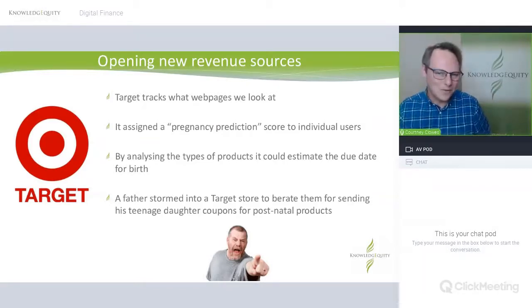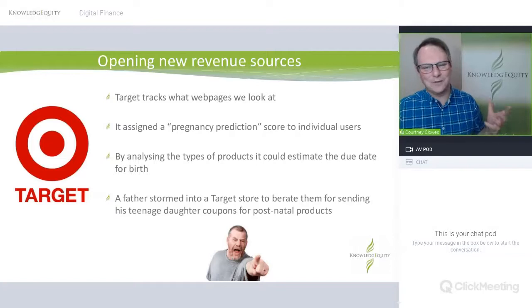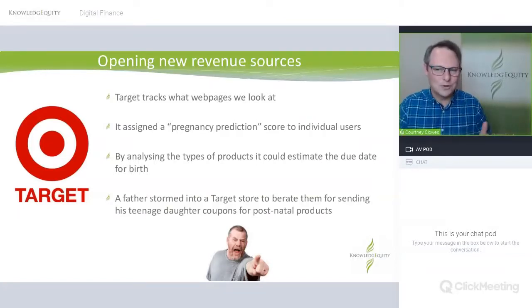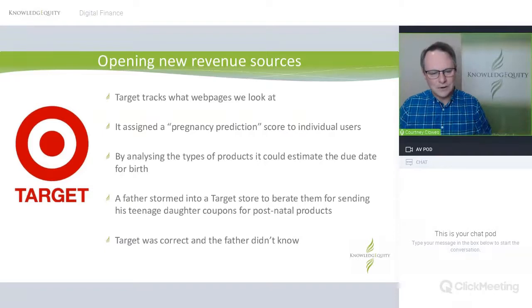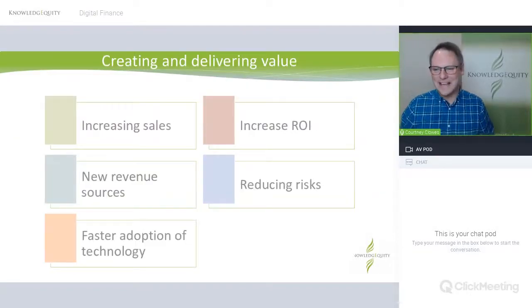It can know things before you even know them. Supposedly on Facebook, people can know when your relationship's breaking down even before you do, based on the algorithms, based on the interactions you have, the postings, the pictures, everything else like that. So in this case, Target was correct and the father didn't know.